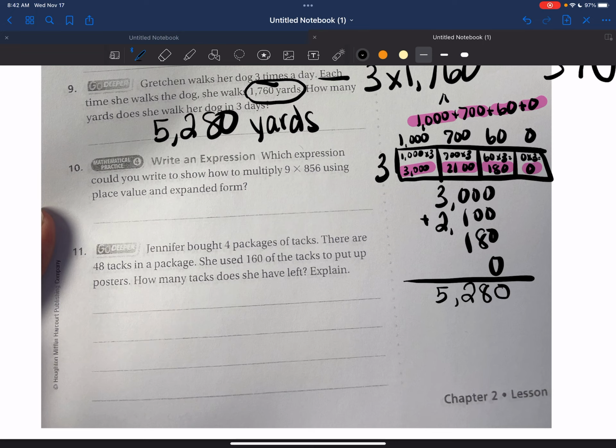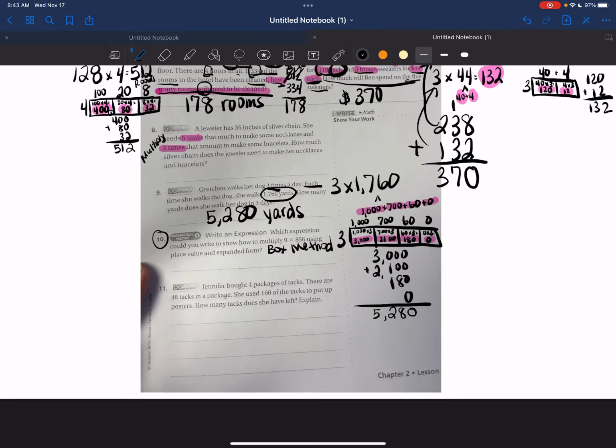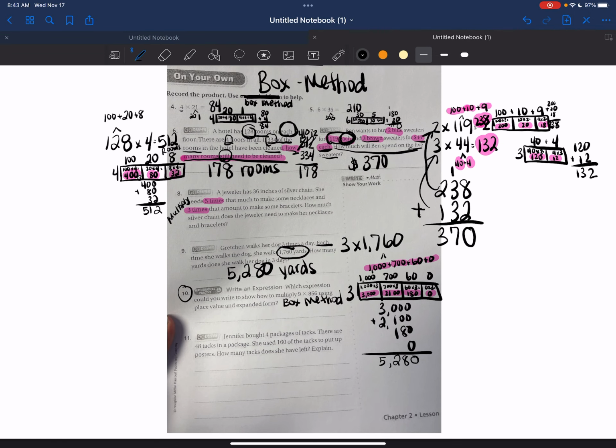For 10, just show me the box method, like we discussed in class. And the last one is a 2-step problem. If you have any questions, please just let me know.